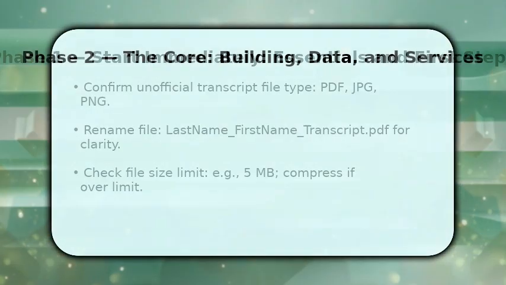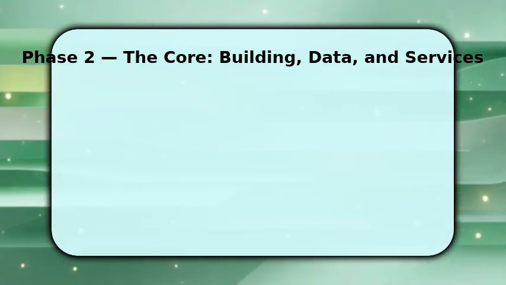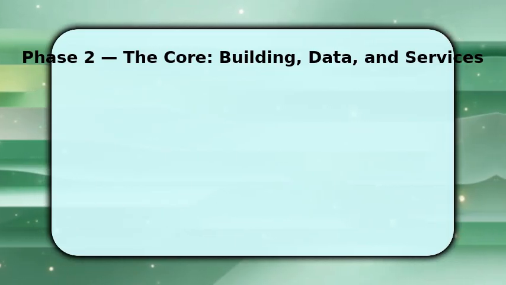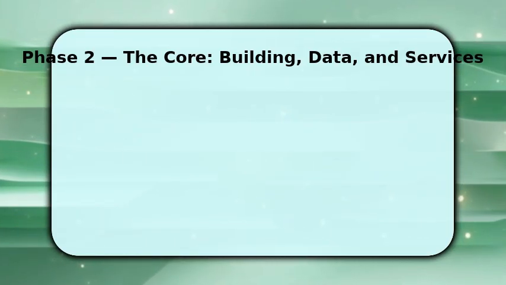You'll now select the prepared file and attach it to the correct document slot. Click Browse, find your renamed file, and open it. Make sure to select the precise document type, pick Unofficial Transcript, and add any metadata fields like term or year so the system indexes it properly.